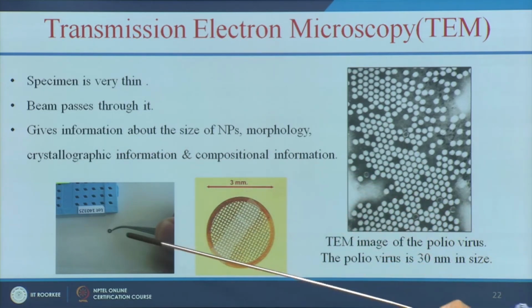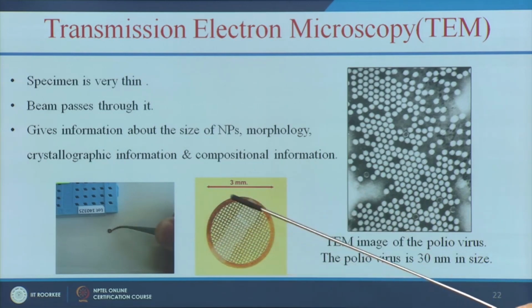So, this is your TEM grid, a very small size TEM grid, and this is the zoomed image of the TEM grid. The TEM grid has two sides, one is the shining side and the other is the non shining side. You have to deposit your sample on the non shining side, which is coated with carbon.